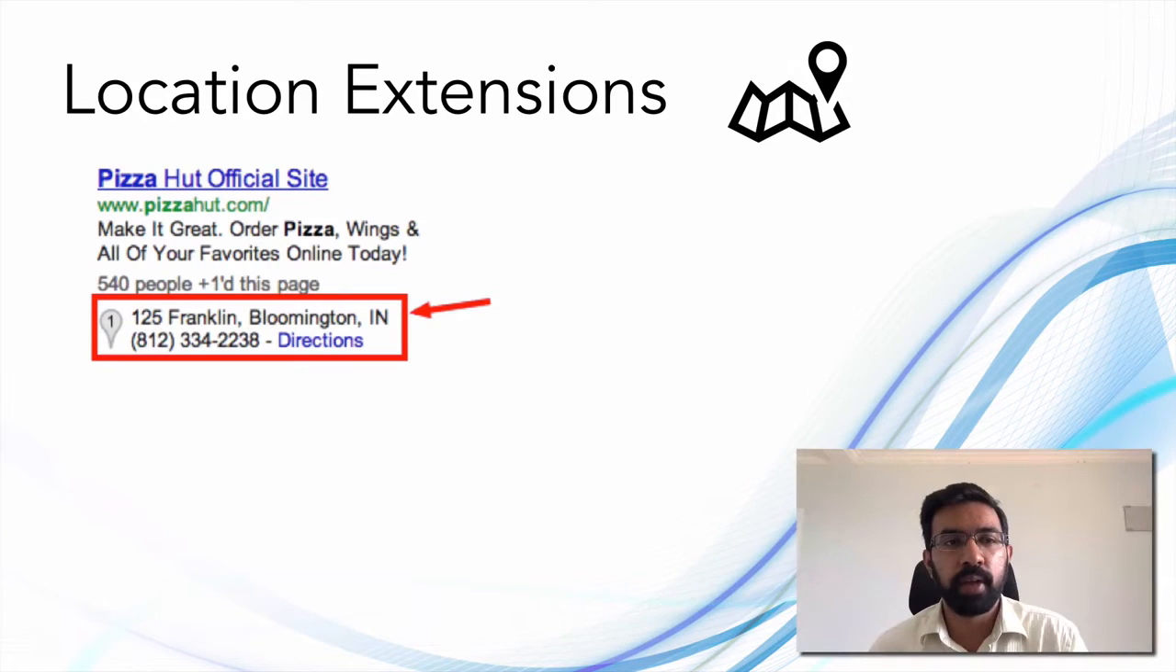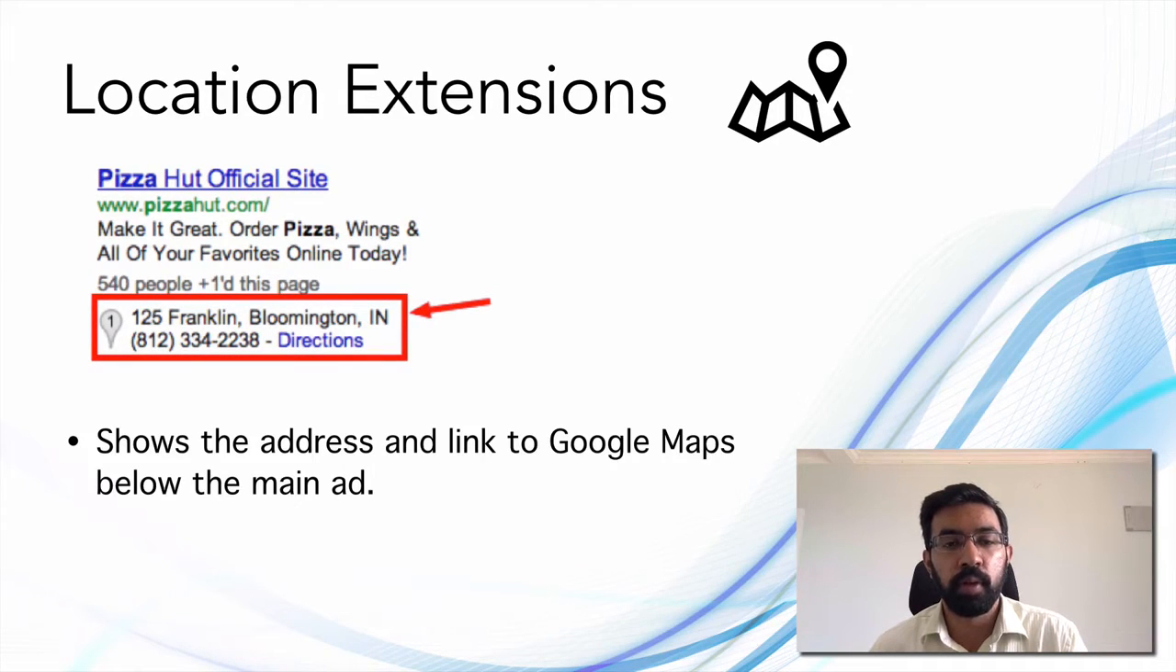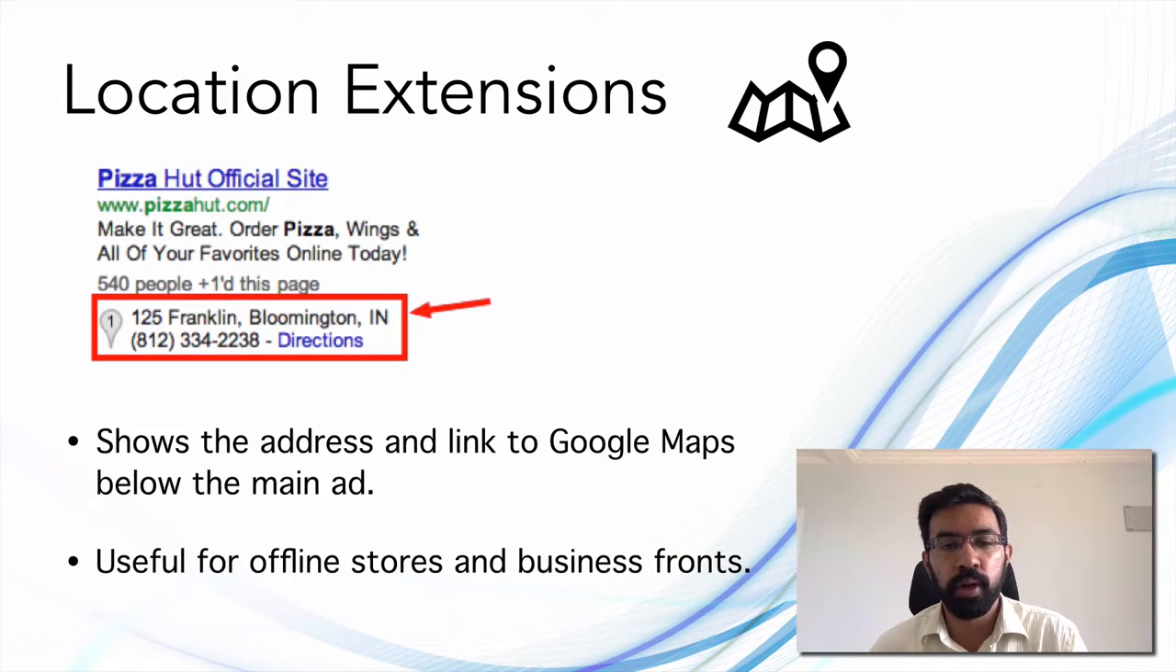The next type of ad extension is location extension. Location extensions are good if you have a physical storefront. Here you can see someone is searching for pizza and the Pizza Hut official site is showing up. Automatically, based on their location, the nearest Pizza Hut store is also shown here. For this, you have to link to Google Maps, and this shows the address and the Google Maps link below the main ad. So it is useful for offline stores and business fronts.